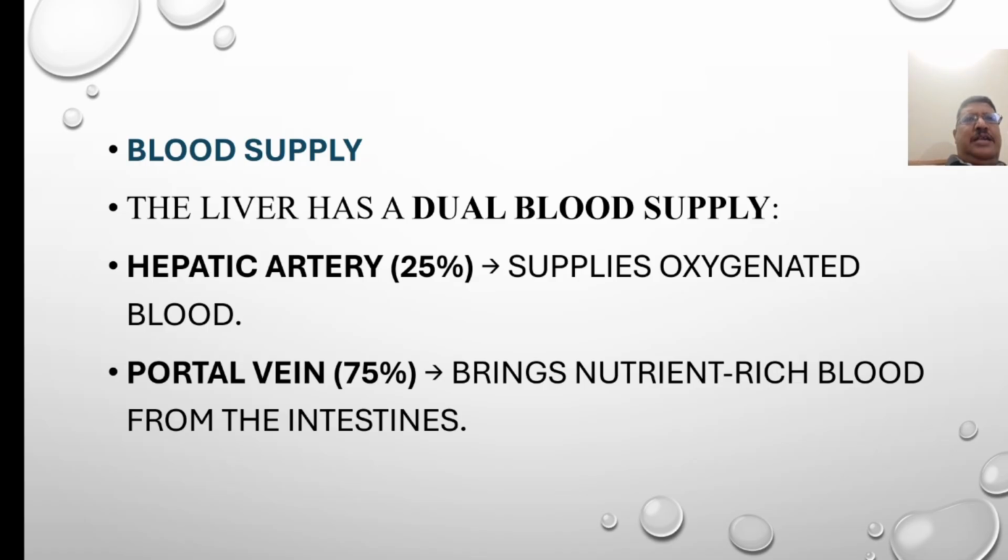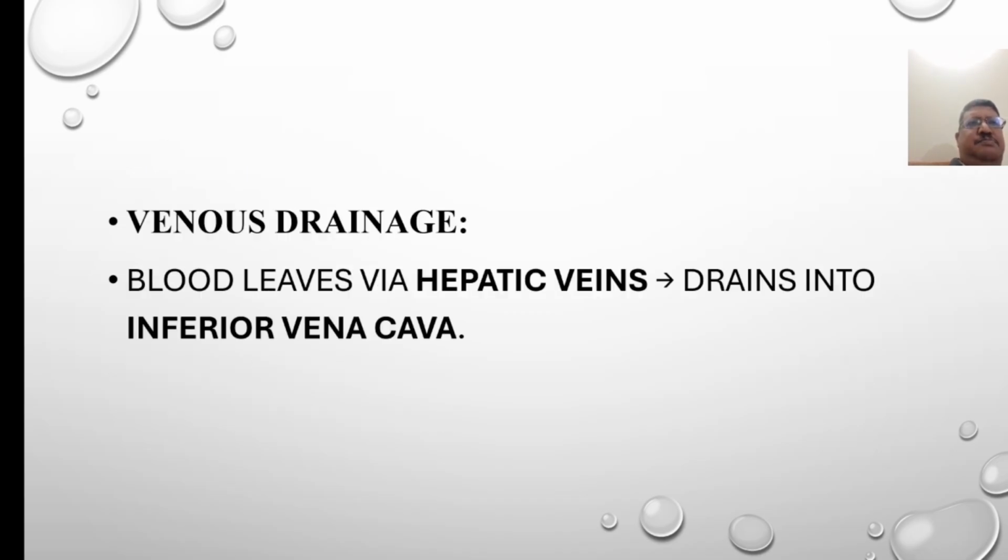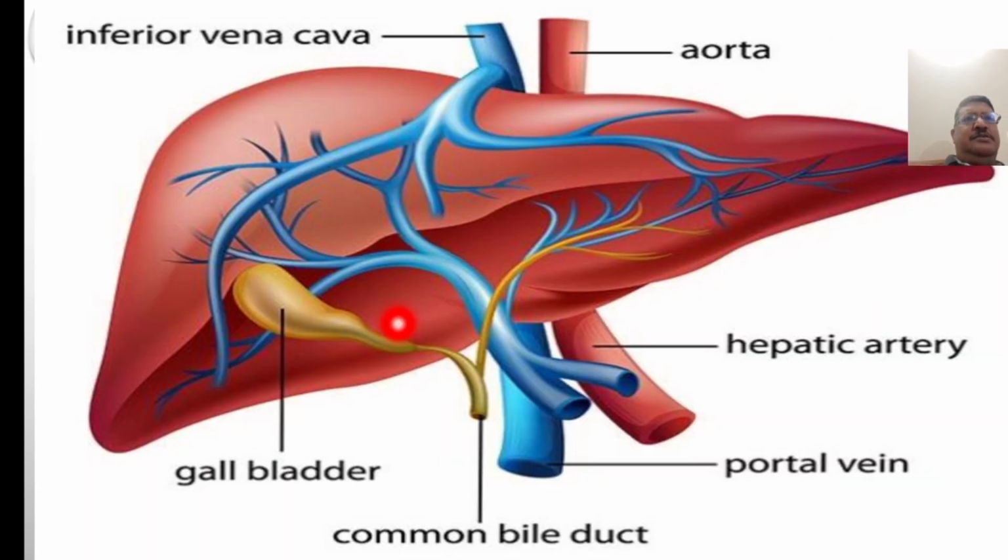Blood supply: the liver has a dual blood supply. The hepatic artery supplies oxygenated blood. The portal vein, 75%, brings nutrient-rich blood from the intestine. Venous drainage: blood leaves through the hepatic veins and drains into the inferior vena cava. So this is the blood supply of the liver.